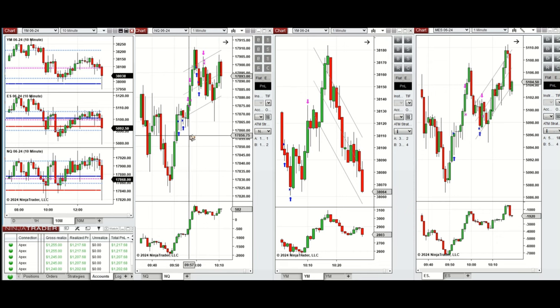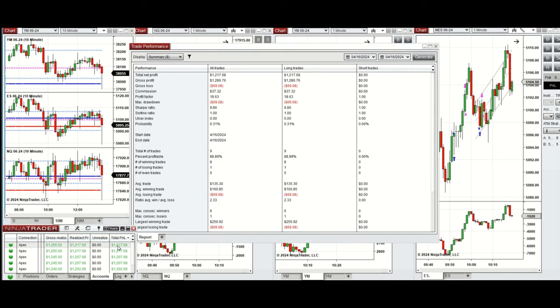We set up C and T repeatedly, and all these signals were copied by copy trader to multiple Apex Trader funding accounts. And you see here the performance on one of these accounts, which was positive, showing a profit factor of 18 with 88% win rate from the long positions taken and the average win to loss ratio of 2.33. The largest winning trade was $250 and the largest losing trade was $69.